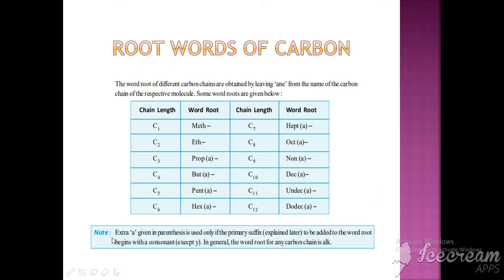Now there is a note over here. An extra a in parentheses is used only if the primary suffix to be added to the word begins with a consonant. In general, the word root of any carbon chain is alk. Alk stands for basically alkanes. So let us move next.